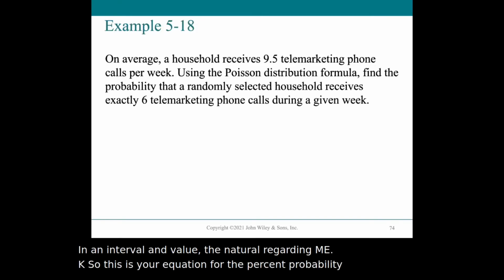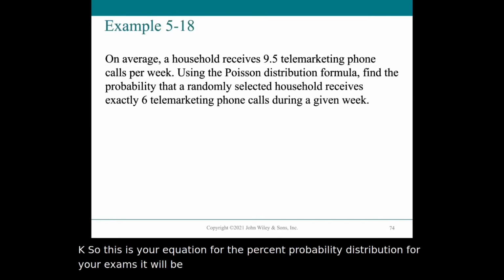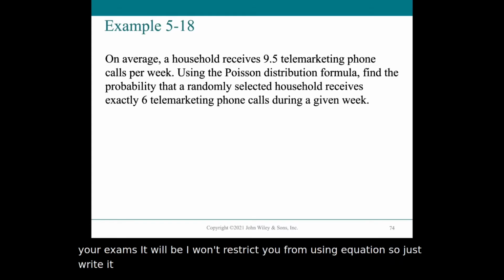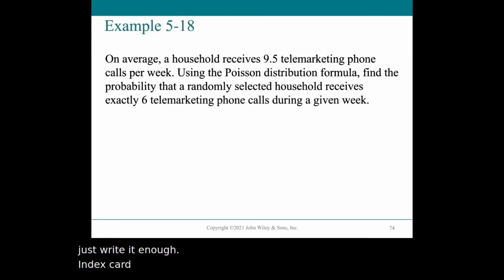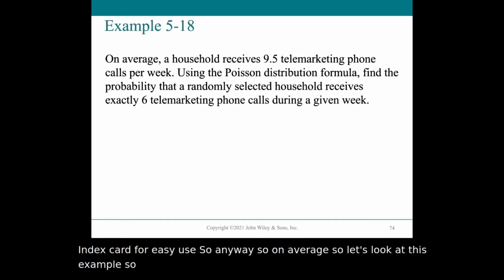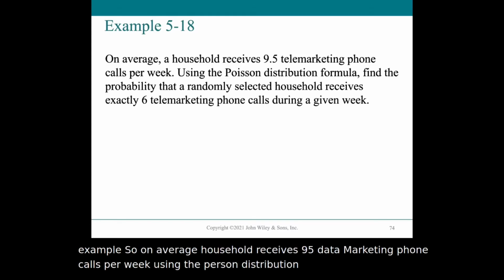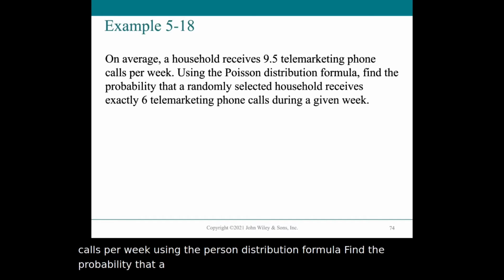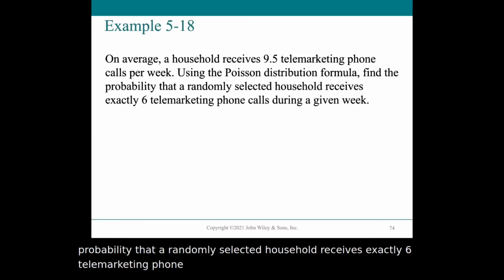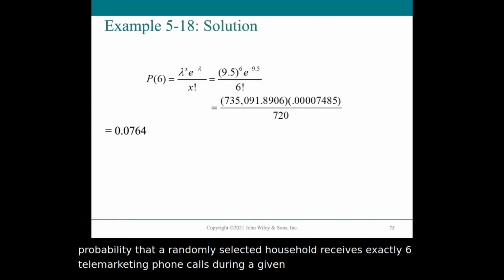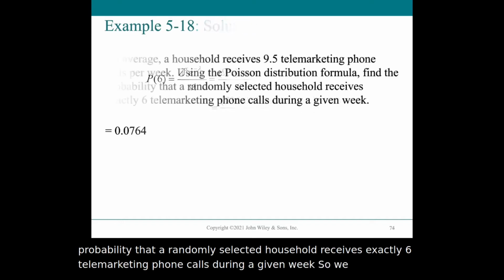For your exams, I won't restrict you from using equations, so just write it on an index card for easy use. So anyway, let's look at this example. On average, a household receives 9.5 telemarketing phone calls per week. Using the Poisson distribution formula, find the probability that a randomly selected household receives exactly 6 telemarketing phone calls during a given week. So we have here, actually, here's now the answer.